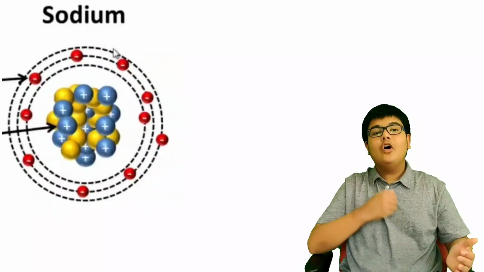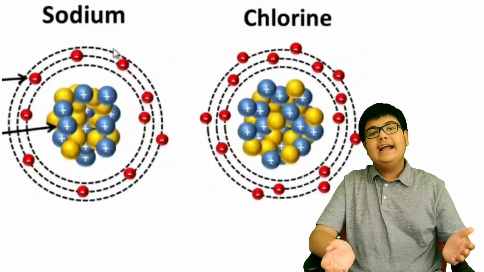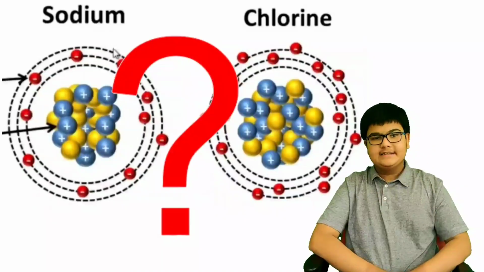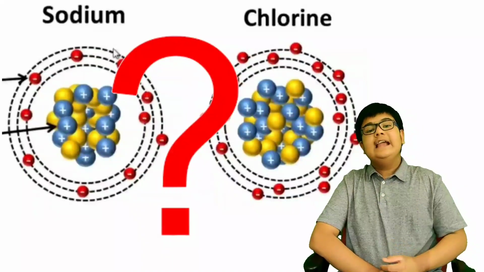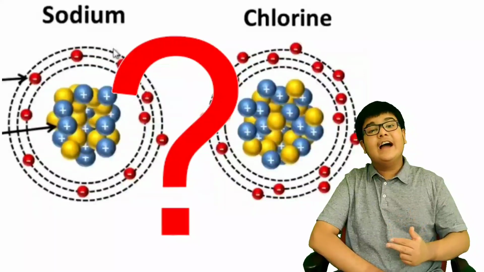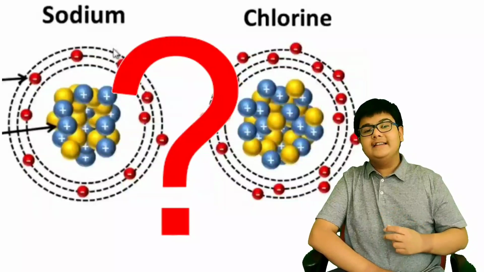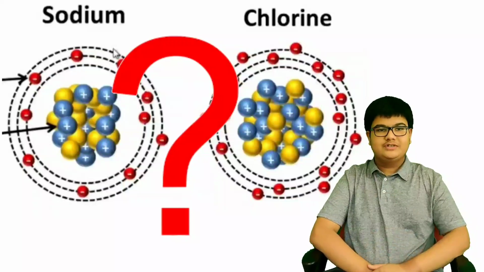If we take a metal such as sodium and a non-metal such as chlorine and then try to react them, will a reaction take place? Most importantly, if a reaction will take place, then why would it take place? So in this video, we shall find the answers to all these questions.